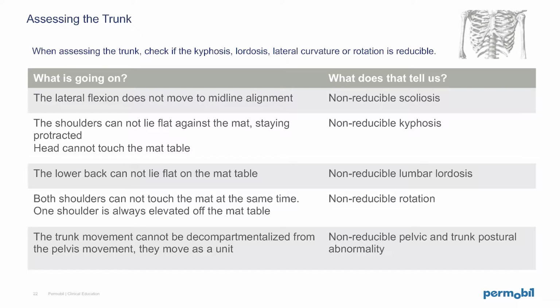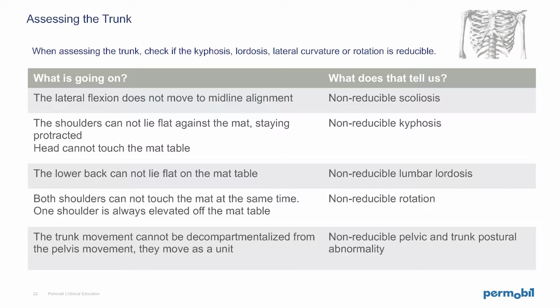Continue moving on up the body. If we're taking the trunk through passive range of motion, and once you've laid that person down on the mat table, their lateral flexion isn't able to come back to midline. The way I always describe it is they look like a candy cane. They're very curved at the trunk, leaning to the left or to the right, but their legs are still straight in midline. If you're unable to bring that trunk straight in midline with the lower extremities, then you're dealing with a non-reducible scoliosis, which is what would be causing that lateral lean.